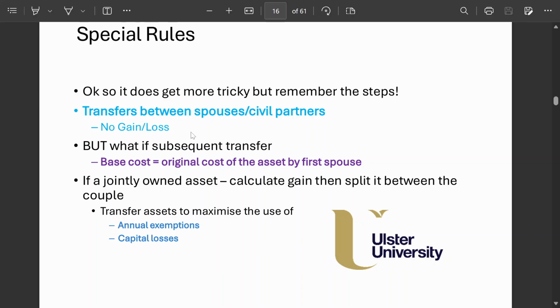But let's say the husband transfers the house to the wife. Let's say the husband bought the house in 2000, then in 2012 he gives the house to the wife, transfers it to the wife. Whatever the gain in the value of the property, we don't register any gain or loss. Let's say he bought the house at 100,000 in 2000.